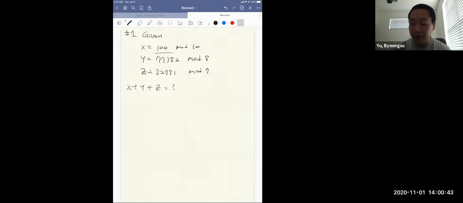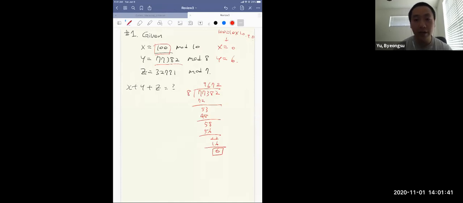First of all, you know that 100 is just a multiple of 10, right? It is 10 times 10, so x should be 0. And to get y, you can just divide it by 8. Then 8 times 9 is 72, and 53, and 8 times 6 is 48, so 5, 8, and 8 times 7 is 56, and 8 times 2 is 16, so the remainder is 6, right? So y is 6.